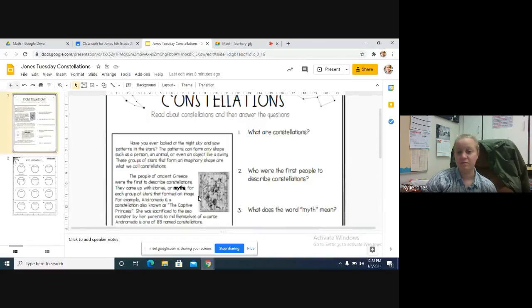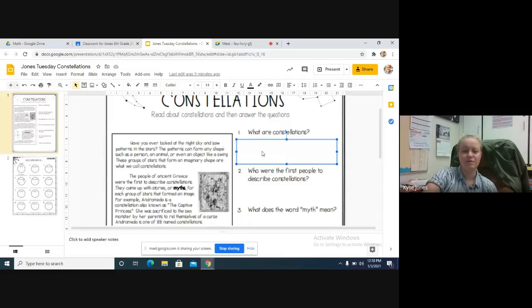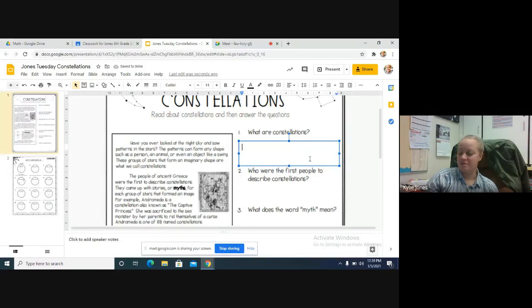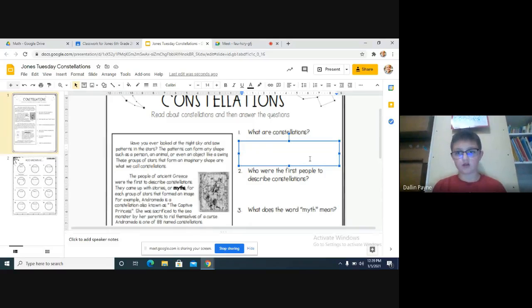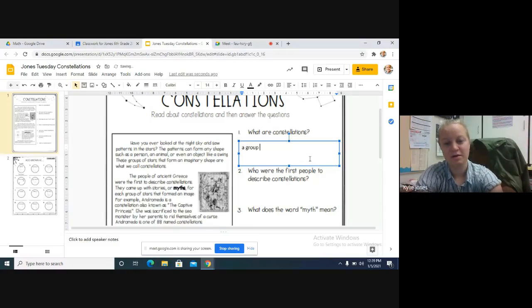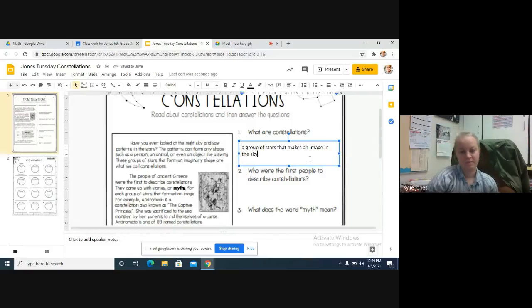We talked about all of that yesterday. We're just going to go ahead and answer these questions. We don't need to write in complete sentences on this part. Who would like to tell me what a constellation is? Isn't it like a group of stars that make a picture? Yep. A group of stars that makes an image in the sky. Nice and quick. I honestly think we'll be done by 1 o'clock with this for sure. I don't think it'll take us long at all.